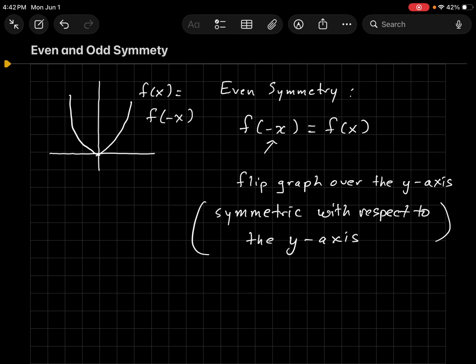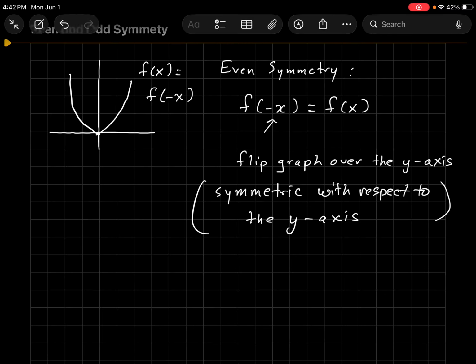Now, how would we determine if something is even or has even symmetry? How will we determine that algebraically? Let's take a look at a couple examples that I know have even symmetry or that are even functions. Let's look at f of x equals x squared minus 3. To show that there is even symmetry, we need to find f of negative x and determine if this is the exact same thing that we started with.